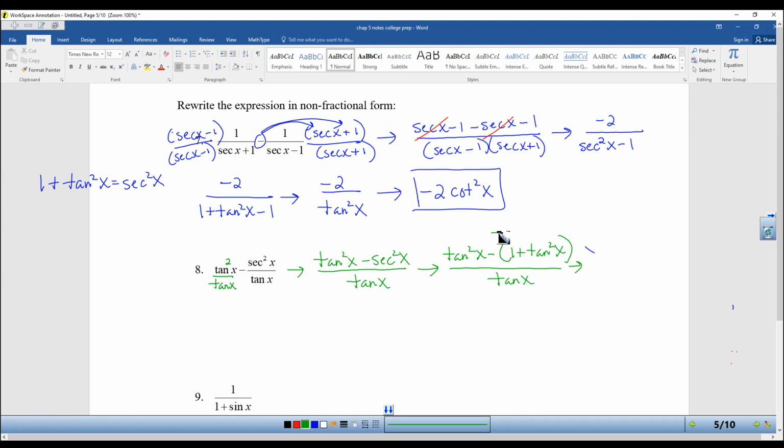And then when I distribute the negative, you don't have to make it into a whole other step. If you don't want to, you can just kind of write it above it. And then the tangent squared minus the tangent squared cancel, and I just get negative 1 over tangent of x. But again, last step, non-fractional form means I have to change it to negative cotangent because that's the reciprocal function for tangent.